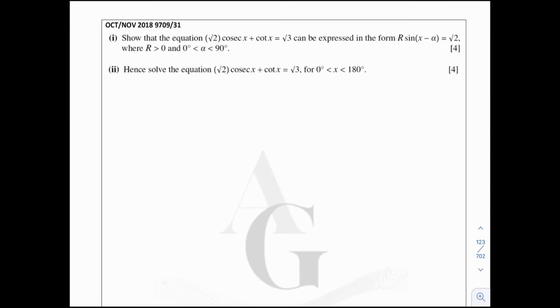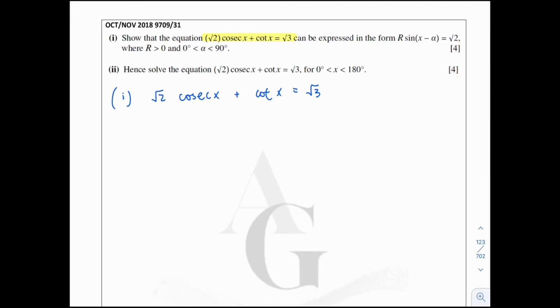This question actually looks a bit different from the previous year's questions because you are asked to express cosecant and cotangent in this form instead of sine and cos here. So what we should do now is to express this equation in terms of sine and cos. For part 1, let me jot down the question. We are supposed to rearrange this equation in terms of sine and cos only.